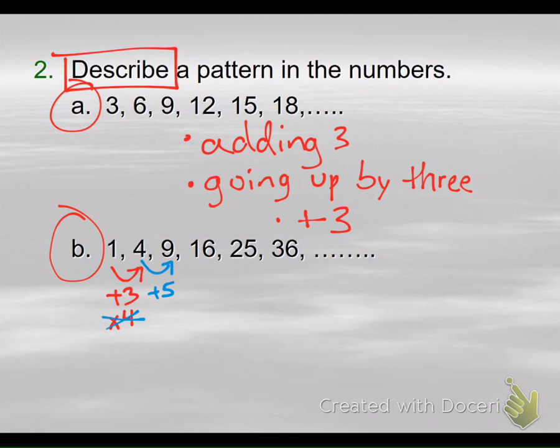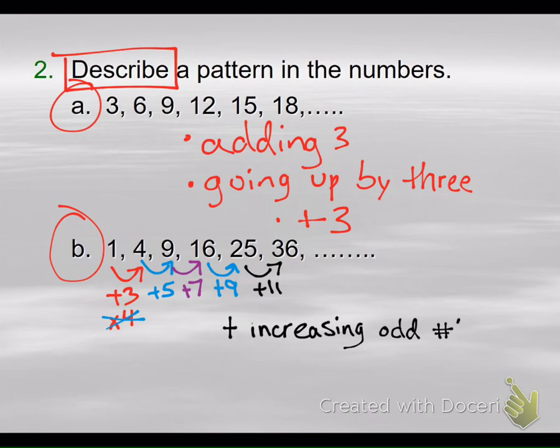Okay, how can I go from a 9 to a 16? Go up 7. How can I go from a 16 to a 25? Okay, are you noticing a pattern within the pattern? It's odd numbers. Yeah, so when you are describing your pattern, you could say add, increasing odd numbers. That's the number symbol, not the hashtags. Hashtag math. Exactly.